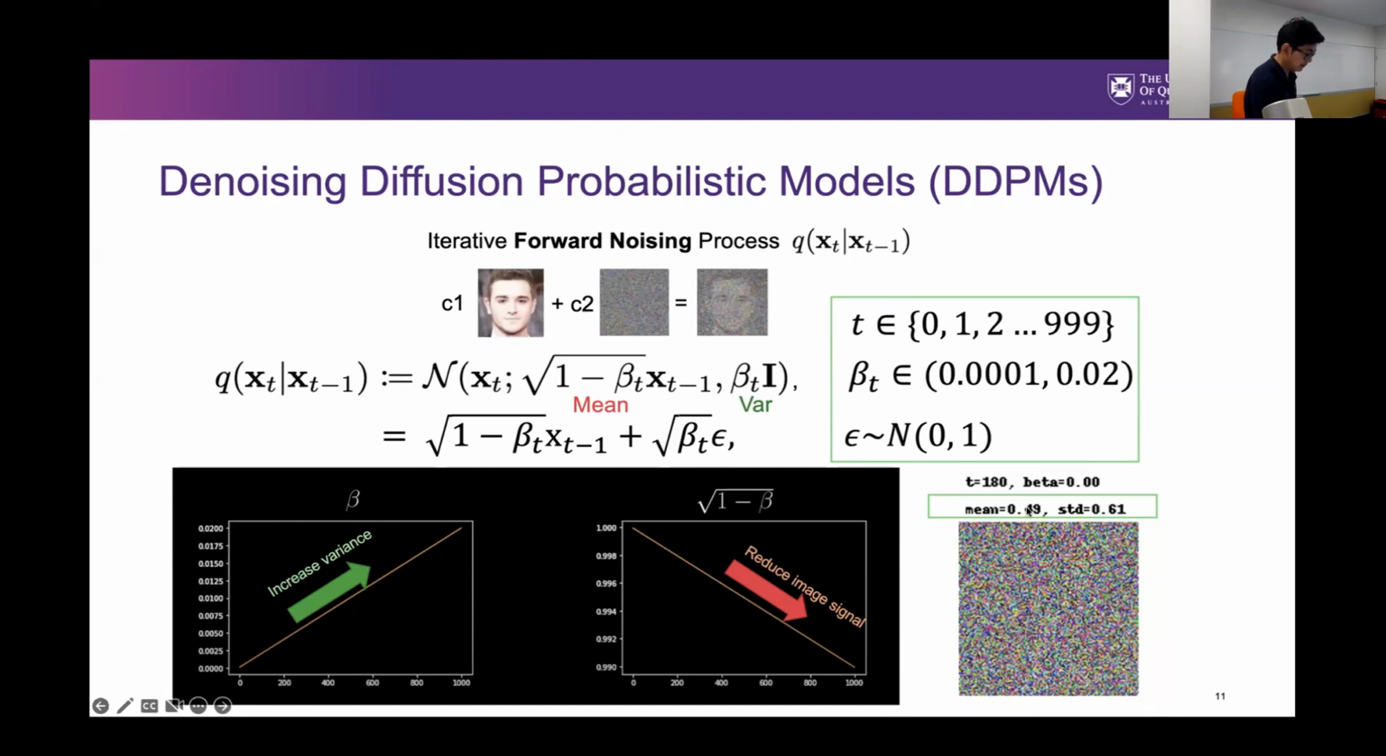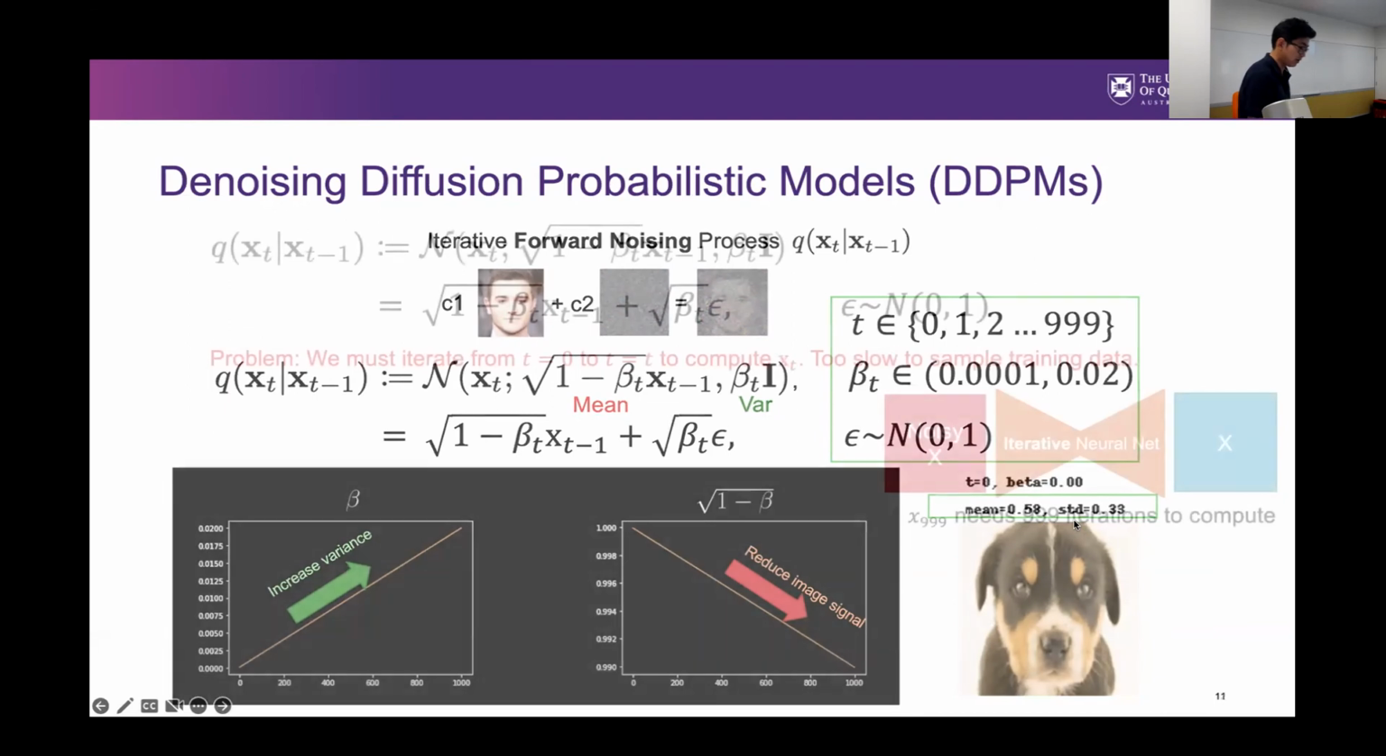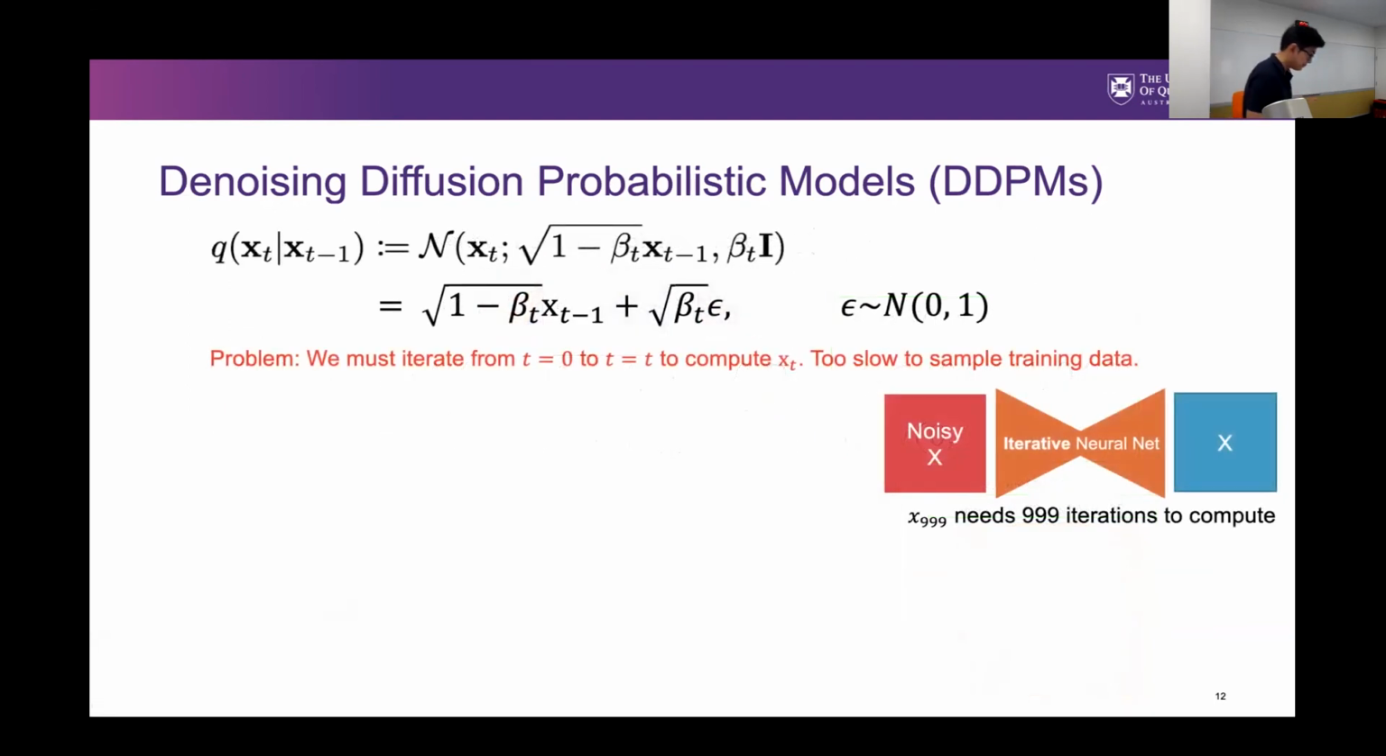I've made a little animation here by just repeating that recursive equation. And you can see when t reaches 1000, beta t reaches 0.02, which is the upper bound, we gradually approach a normal distribution. So the mean becomes 0, the standard deviation becomes 1. So we just use those images for training.